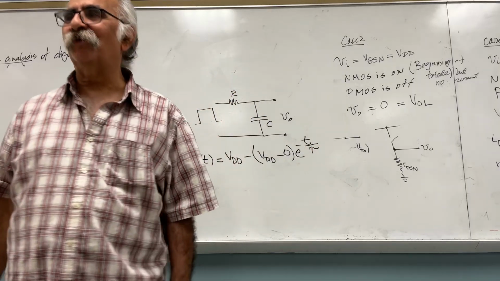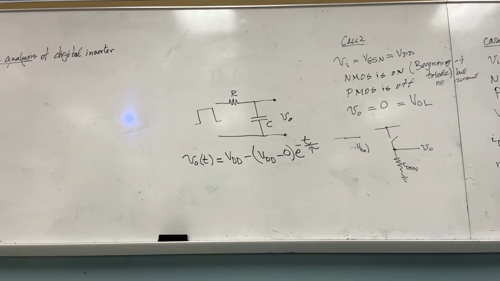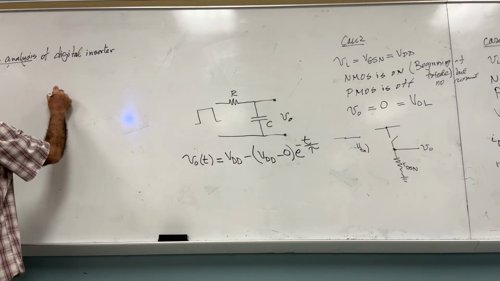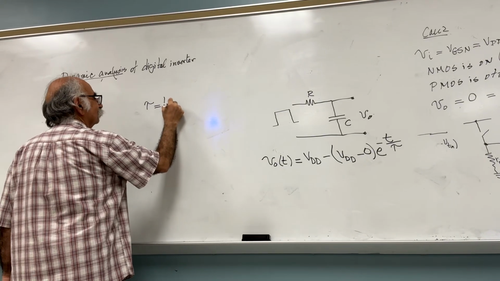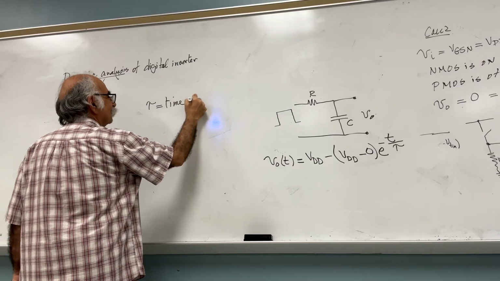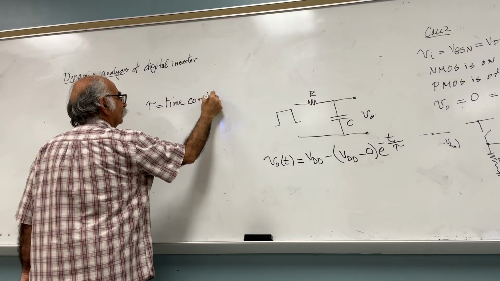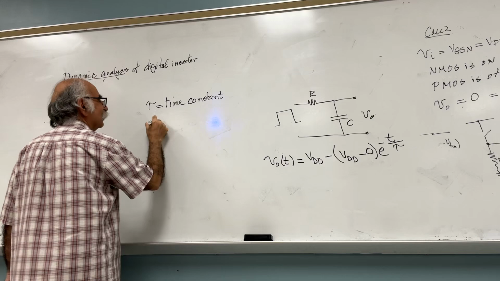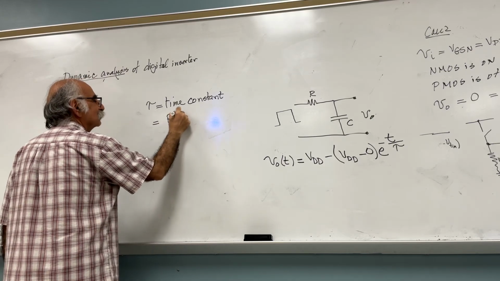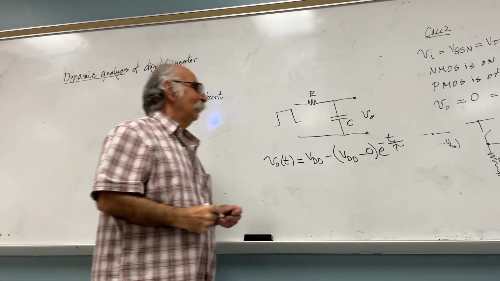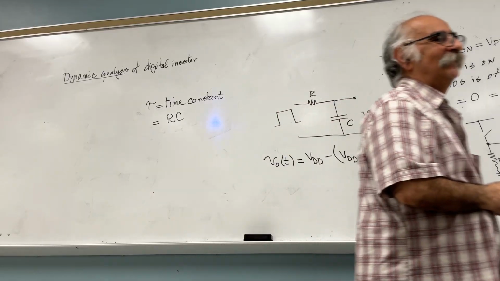Do you remember this equation? We forgot. What is the tau? What do we call tau? RC. Time constant. And what is it equal to? RC. Clear so far?